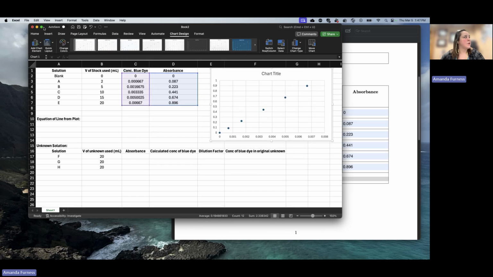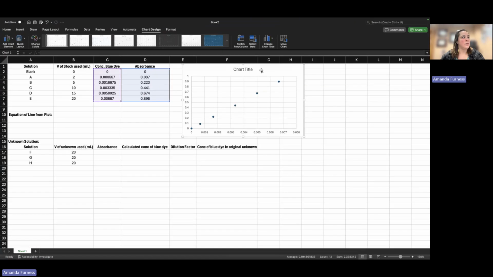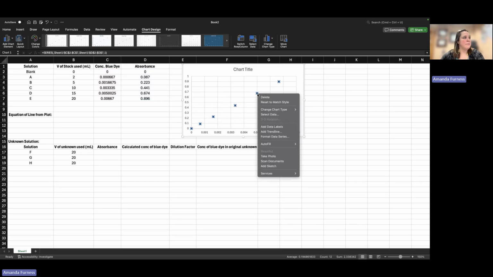I believe that this chart is required to be included in either your post lab for blue dye part 1 or blue dye lab part 2. I can't remember. All right, so I have my absorbance values on the y-axis and my concentration values on the x-axis. It looks pretty straight, but let's do a little bit of math.